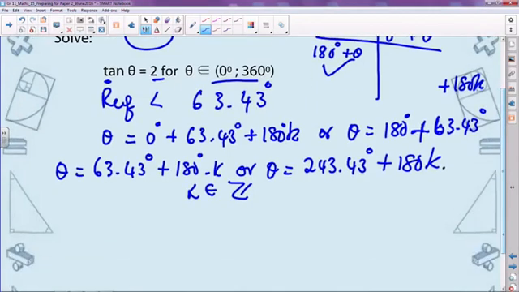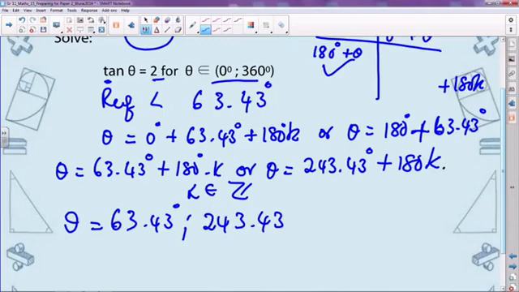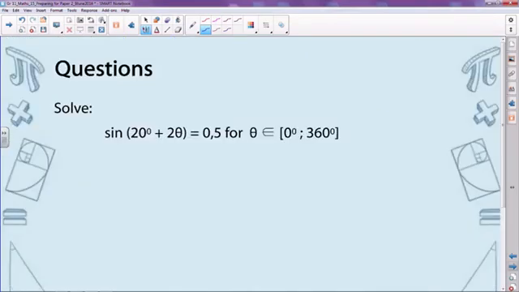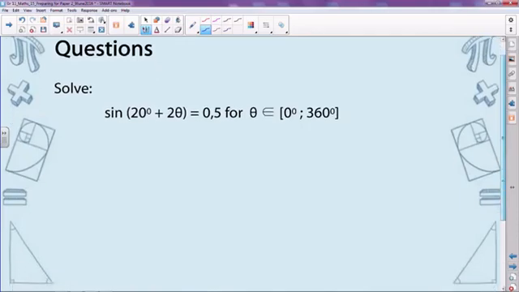So, and then we find that theta is, if your k is 0, you get 63.43, right? And then if you put a 1 here, that is 243.43, and so forth. You can check if we have others more than that. If you add 180 here, no, then that is your 63.43 and 243.43 are the only ones that we have there.